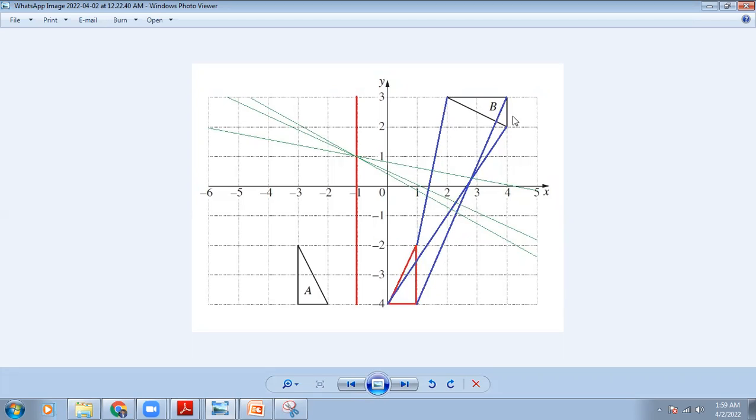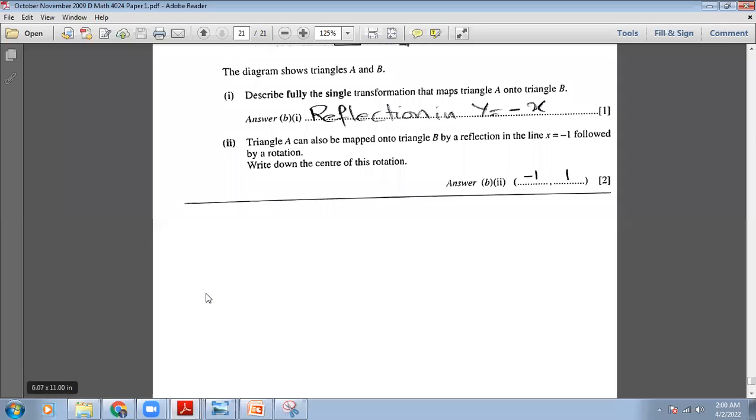You can see I have joined the same points, and then these green lines basically represent the perpendicular bisectors of these three blue lines. And where these perpendicular bisectors of these blue lines intersect each other, that will be the center of rotation. So the center of rotation is (-1, -1). So the answer will be (-1, -1).